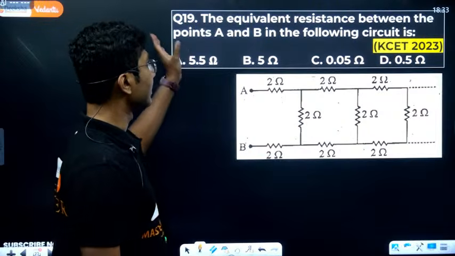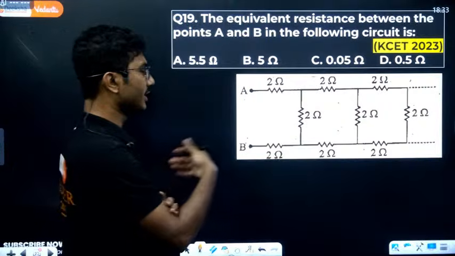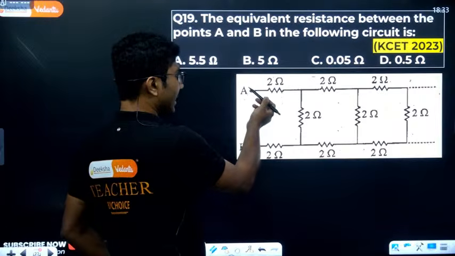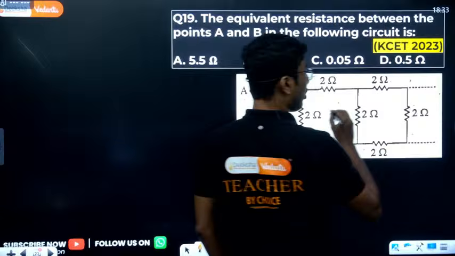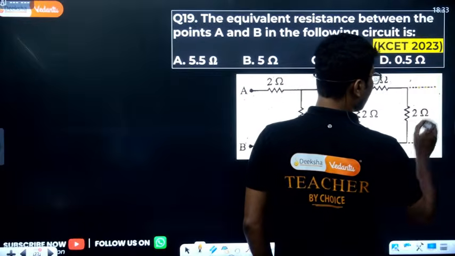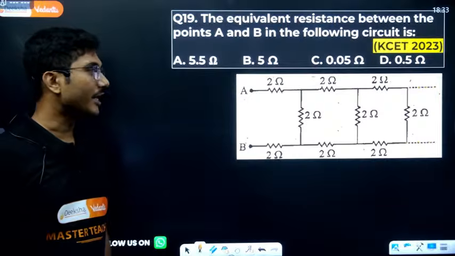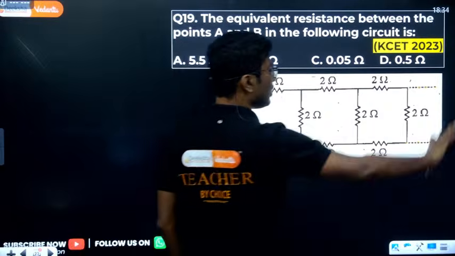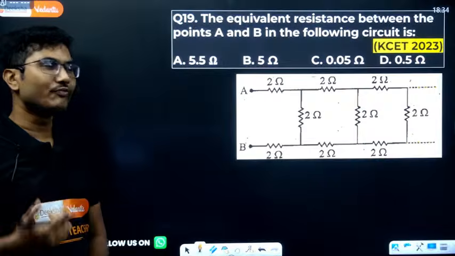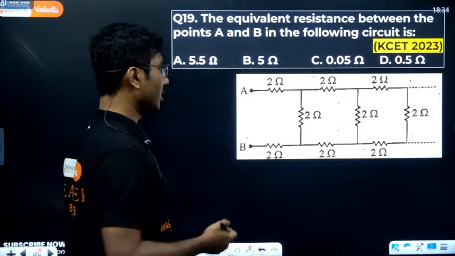Okay, so here it is asking for the equivalent resistance between points A and B in the following circuit. Now if you see, the circuit is not ending, it has dots continuing. What is the meaning of that? It is an infinite circuit. So in an infinite circuit, how to find the equivalent resistance is very important to understand.